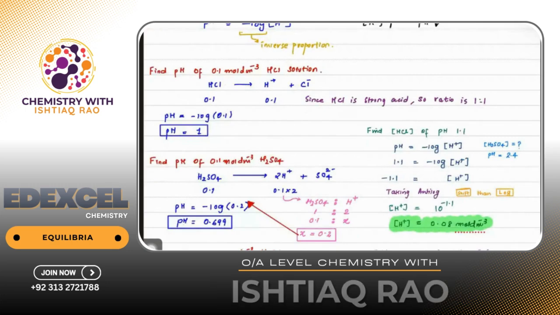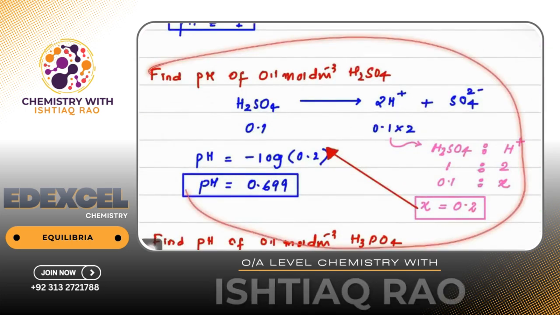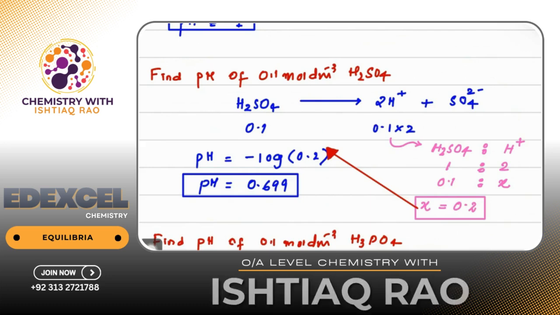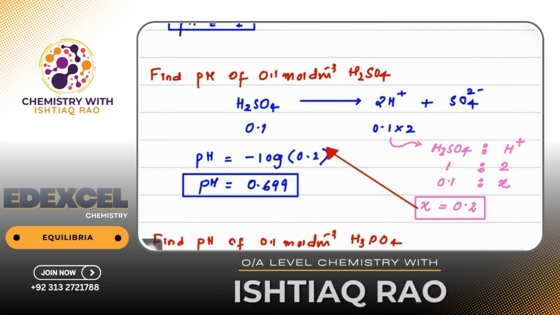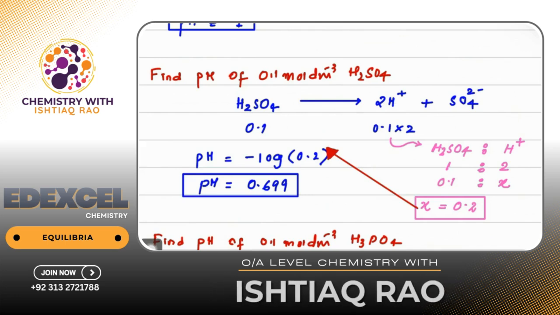Then you can see this one. Find the pH of 0.1 mole per decimeter cube H2SO4. Since I gave you the concentration of acid, not the H positive ion, you have to use the mole ratio to get the concentration of H positive ion.